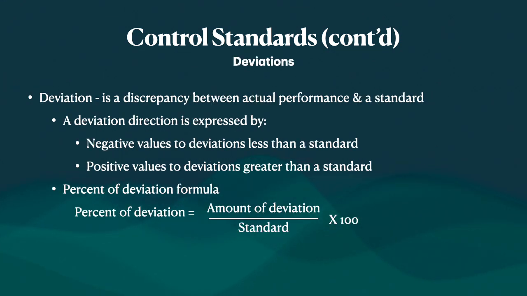Deviations are discrepancies between actual performance and a standard. A deviation direction is expressed by negative values and positive values. Negative values for deviations are less than the standard. Positive values for deviations are greater than the standard. The percentage of deviation formula: take your amount of deviation, divide that by your standard, and multiply by 100 to get your percentage of deviation.